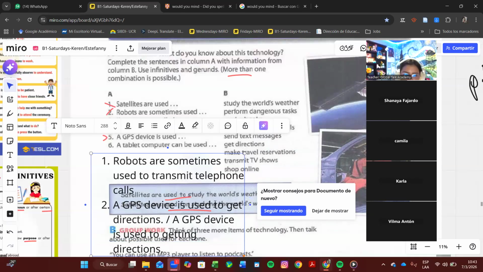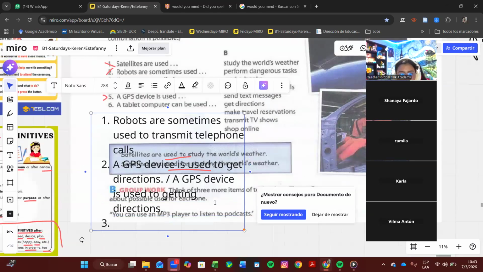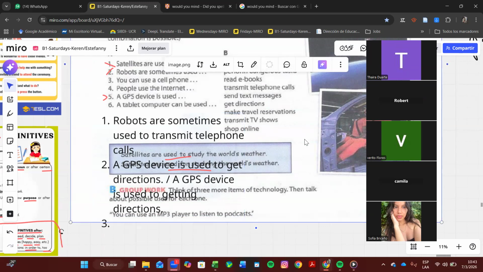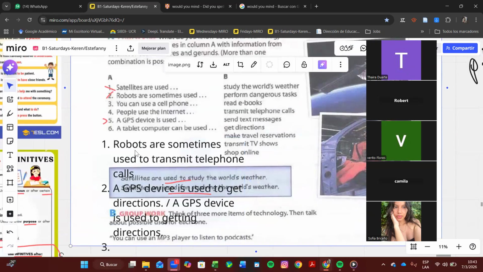If we do it like that. And let's go to the third one. So let me ask Sophia, are you there? Yes, no? Yes. Okay, so Sophia, you can use a cell phone?